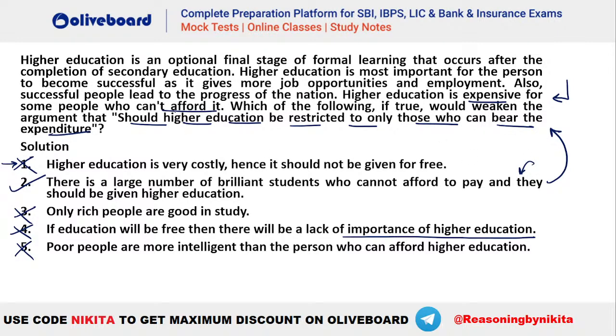So how do we weaken this claim? We have to give a no to this one. Should higher education be restricted to only those who can bear the expenditure? No. Why? Because there is a large number of brilliant students who cannot afford to pay, and they should be given higher education. So the answer here will be option number 2, because it is giving you a reason why it should not be restricted to only those people who can bear the expenditure, because there are a lot of brilliant students who are poor and who cannot afford to pay, but they should be given higher education. So 2 will be the answer here.